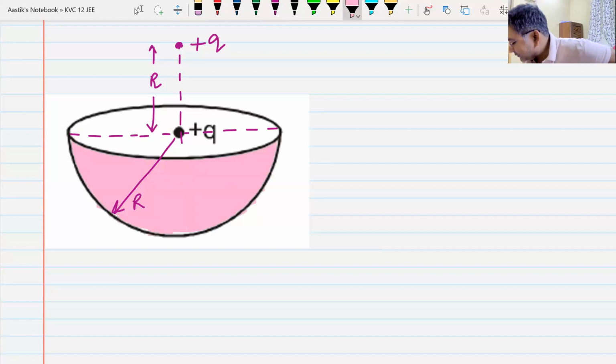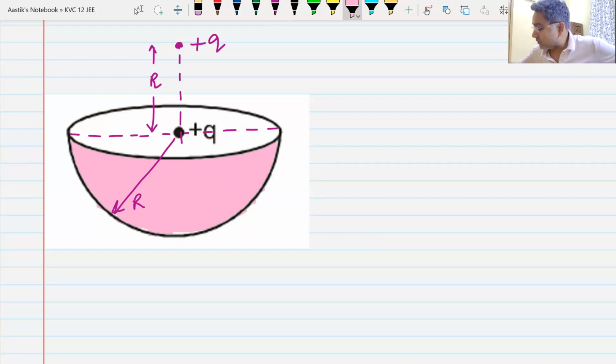You have to find the flux through this pink part of the hemisphere. How do you find the flux through this pink part of the hemisphere, which is the curved part of the hemisphere?